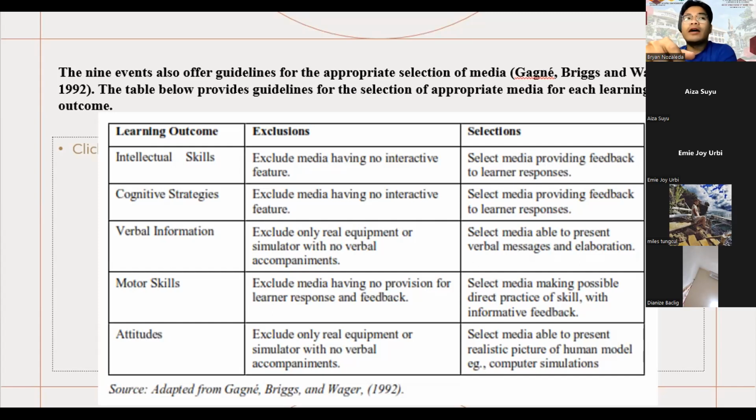None. Now, aside from Gagne's model, Aiza, did you unmute yourself? Do you have a question? No, sir. No.